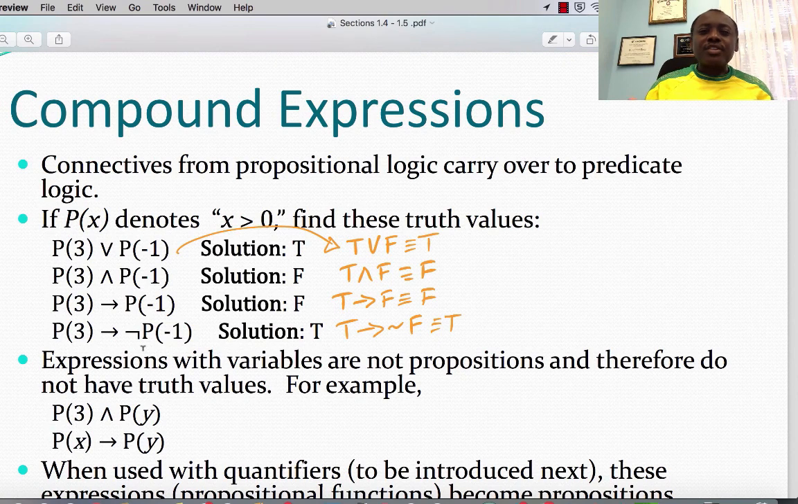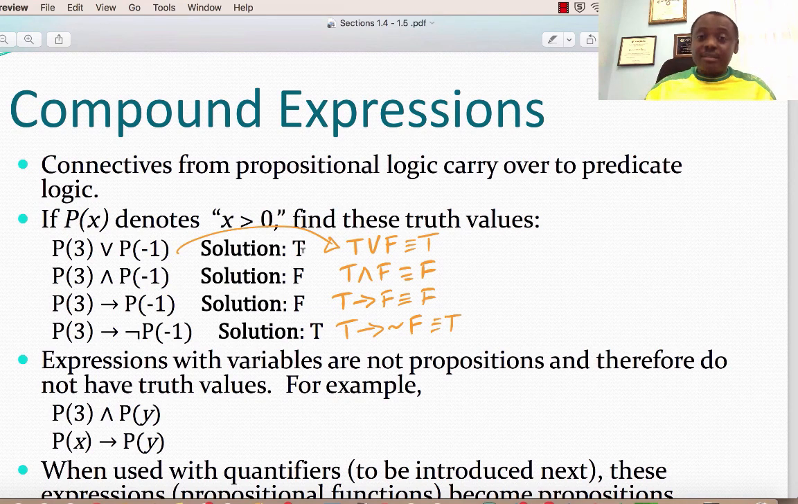Now let's put sections 1.1, 1.2, 1.3, 1.4 together. That's beautiful. Let P of X be the predicate defined as X greater than 0. Now find the truth values of the following propositions. P of 3 or P of -1. P of 3, 3 greater than 0, that's true. Or P of -1, -1 greater than 0, that's false. T or F is T. So the solution is T.